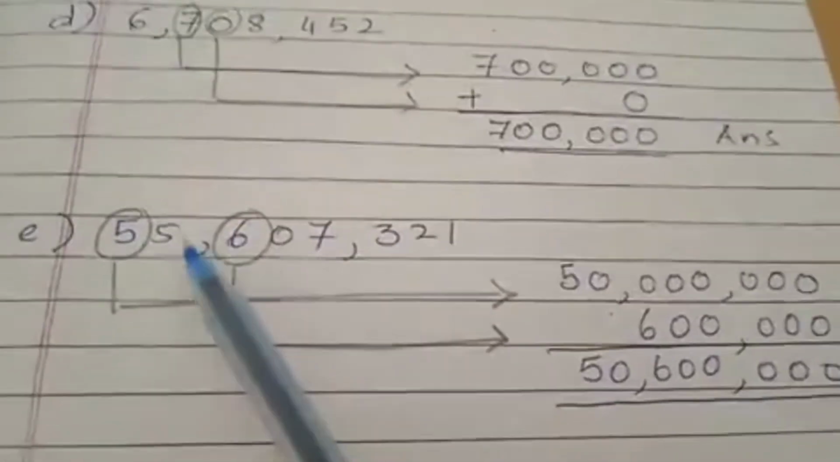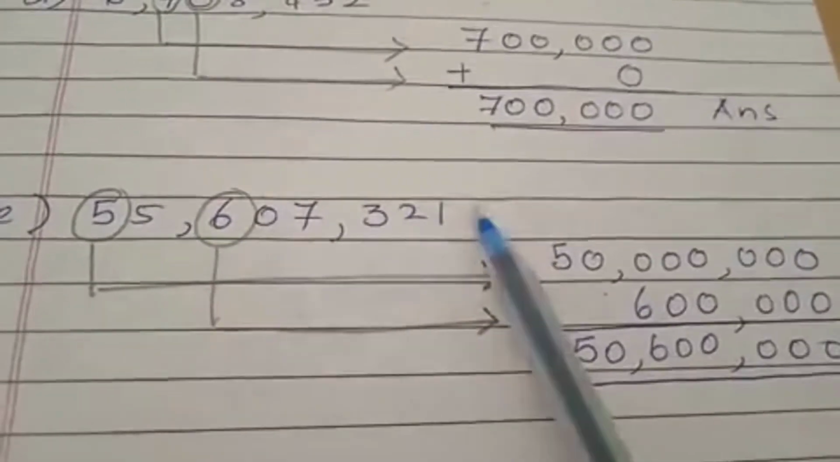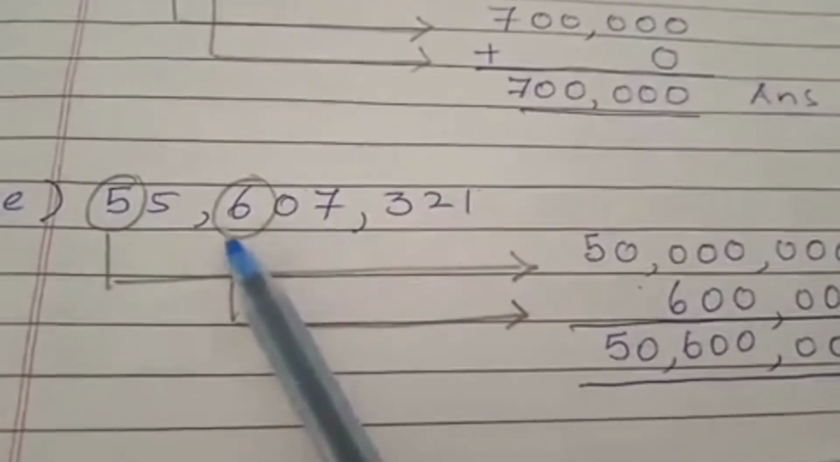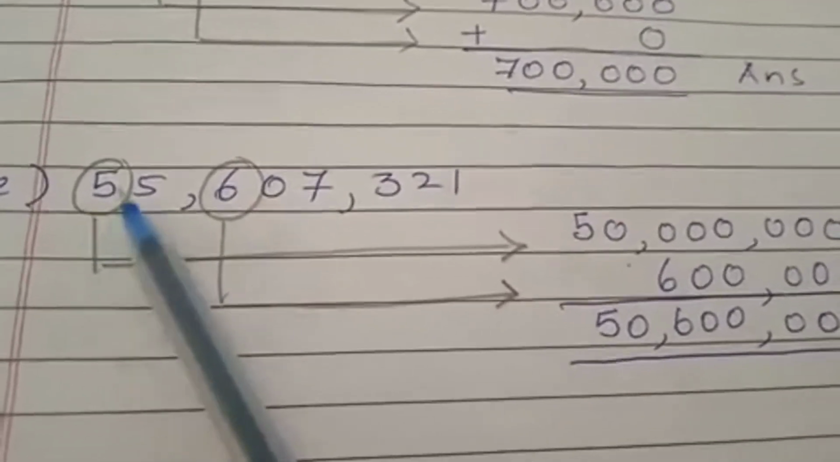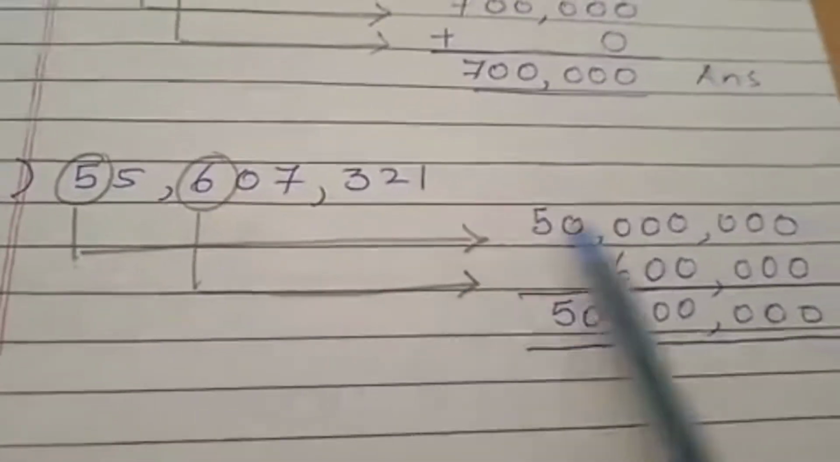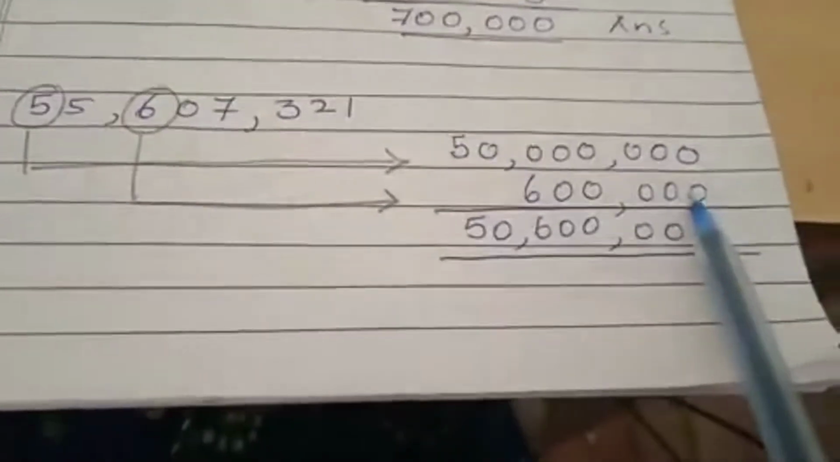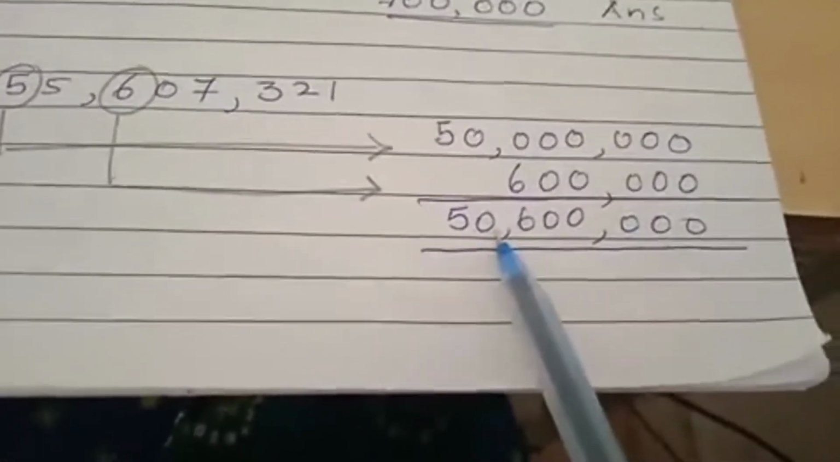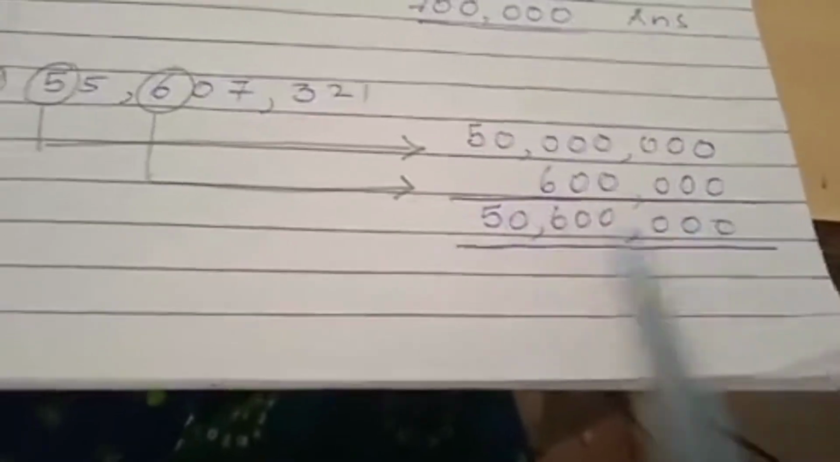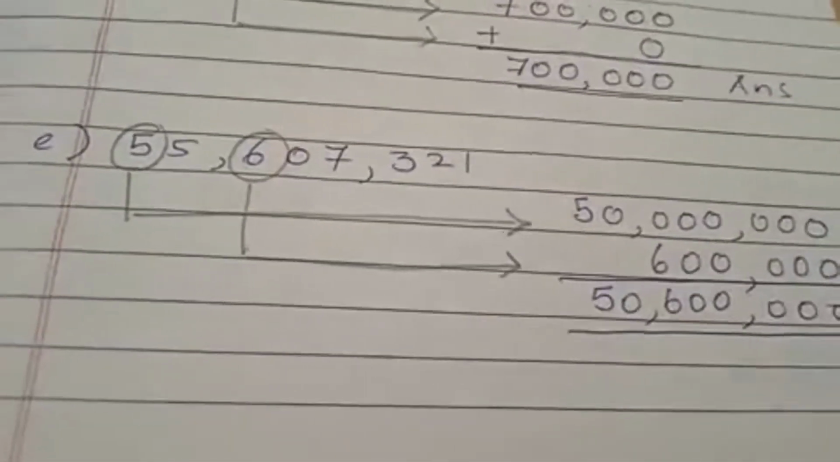Number D. 7 in the 100,000s place, 700,000, and 0 in the 10,000s place, so 0. So if you add both, you will get 700,000 only as the answer. Coming to number E, we've got here ones, tens, 100, 1,000, 10,000, 100,000, 1 million, 10 million. So in the 10 millions place we have 5. So 50 million to be added to 600,000. So when we add, we get 50,600,000 as the answer.